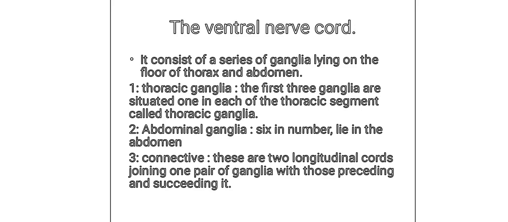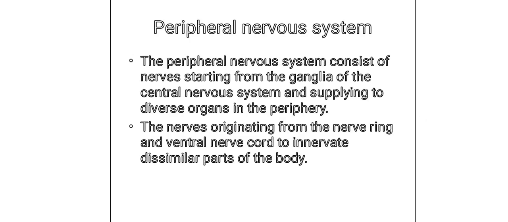There are connectives, which are long longitudinal cords at the lateral side of the ganglia, and these cords or nerves help in connecting the ganglia with each other. Further, there is the commissure that connects the pair. I have told you that each single ganglion is formed of a pair of ganglia fused with each other, and these are connected by the commissure.